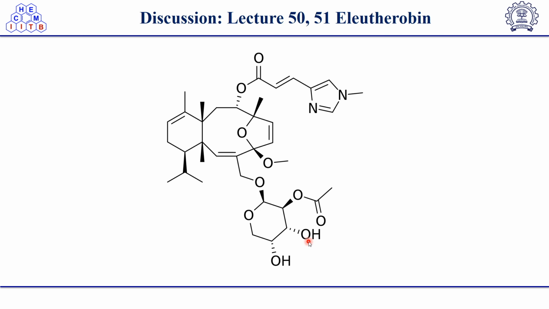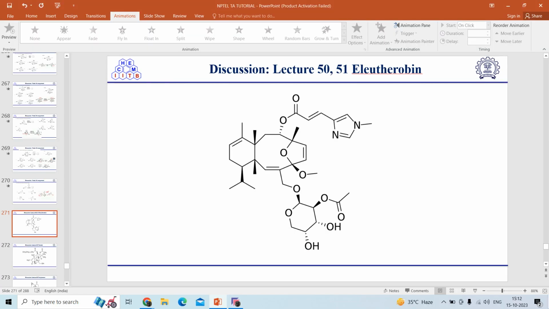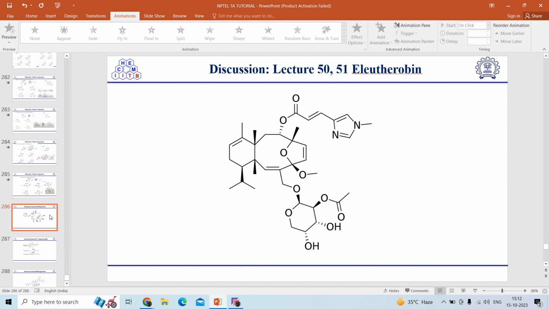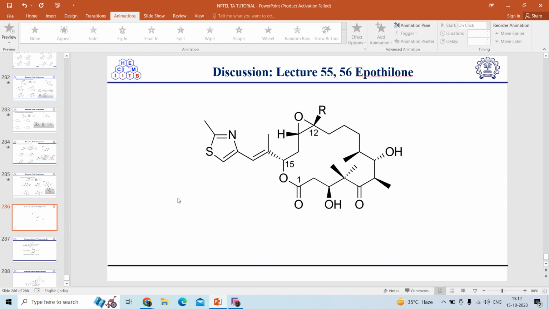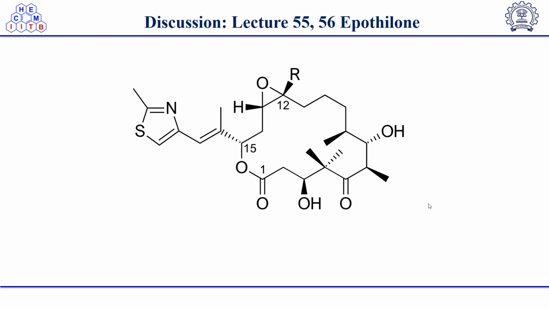And this macrolactonization approach enabled the Nicolaou group to complete the total synthesis of eleutherobin in, not eleutherobin, I just placed the wrong structure. This is eleutherobin, but we were discussing epothilone. So this enabled the total synthesis of epothilone to be completed by the Nicolaou group through the macrolactonization approach in 18 steps with 5% overall yield.